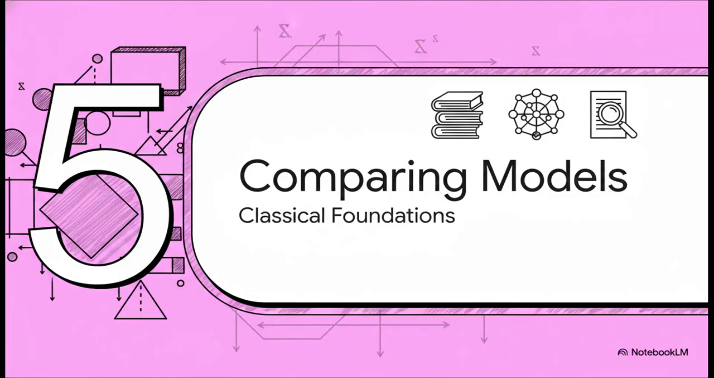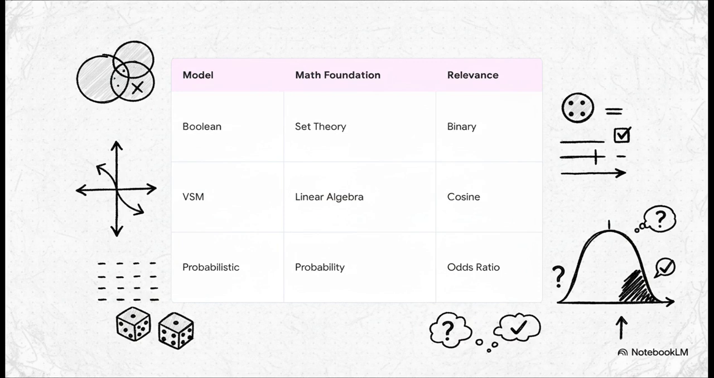Part 5. Comparing the classical models. All right, we've covered a ton of mathematical ground today. Looking at these models side by side perfectly illustrates how search technology evolved through different mathematical disciplines. We started with the Boolean model, relying on set theory for exact matches, but suffering from a total lack of ranking. From there, we evolved to the vector space model, harnessing linear algebra for ranked similarity, and branched into the probabilistic model, which leverages probability theory for odds-based ranking.